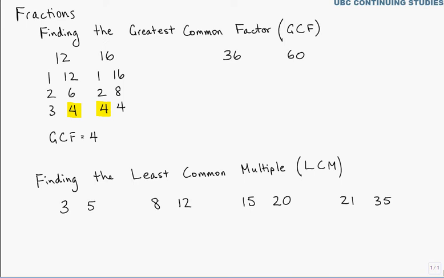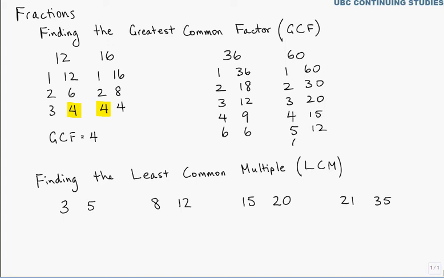Let's try it again for 36 and 60. We'll list the factors in pairs. 1 times 36, 2 times 18, 3 times 12, 4 times 9, 6 times 6. Those are all the factors of 36. For 60: 1 times 60, 2 times 30, 3 times 20, 4 times 15, 5 times 12, and 6 times 10.